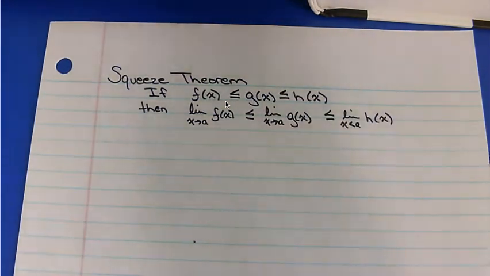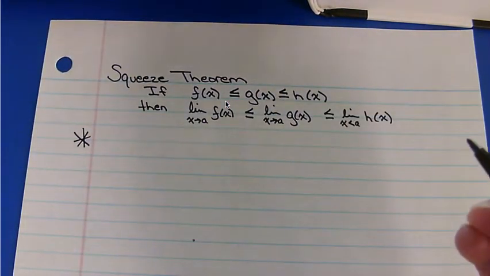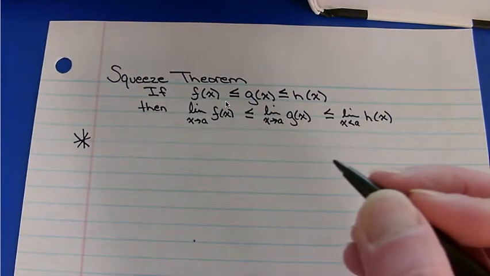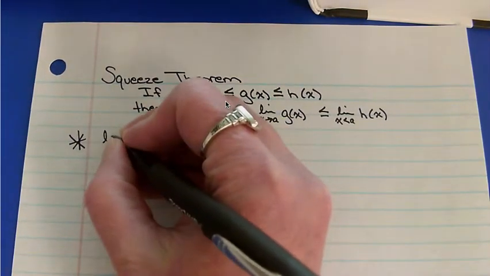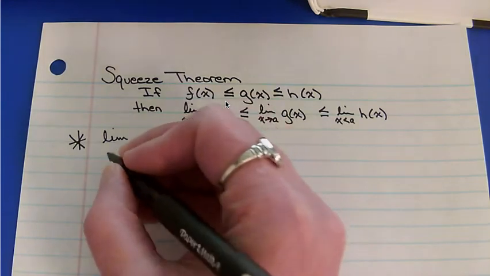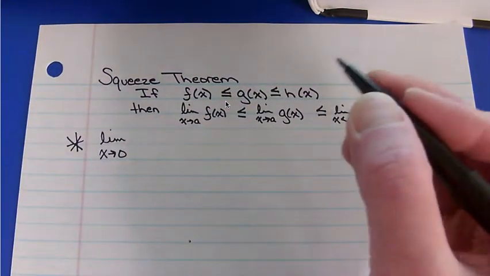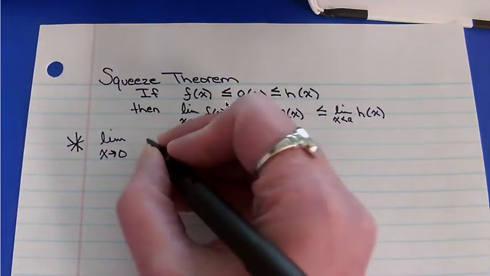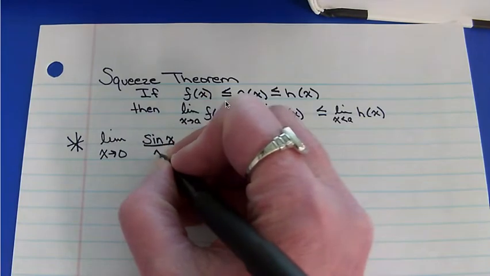So my example for this is also going to be one of the big limits that you should memorize. I mean, I'm going to star this. It's going to come up so often, and it's so important. And this squeeze theorem is the best one to use to prove this limit. So here we go. The limit as x approaches 0 of sine x over x.